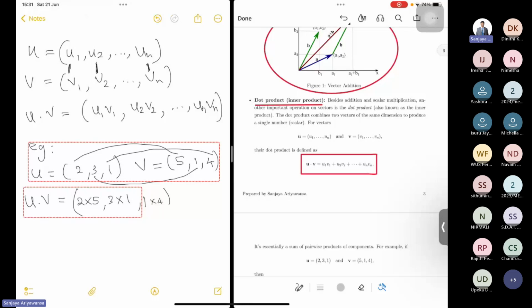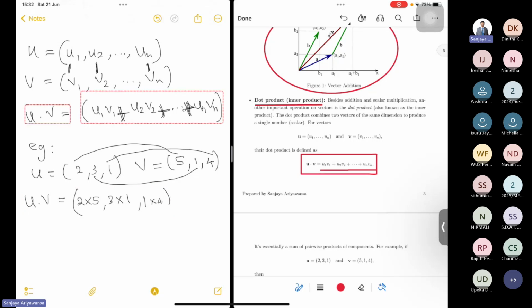1 times 4. Now, there is a mistake that I've done here. What is that? The u dot v is defined as you multiply and then you add. So here, the mistake that I made was I wrote it down as a vector. It is not a vector. You have to add all these terms, right? So when you add all these terms, the u dot v final output would be a number.